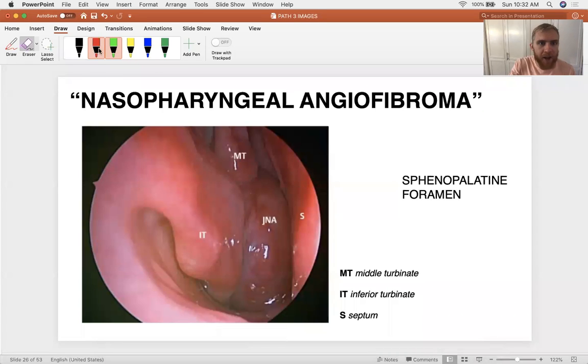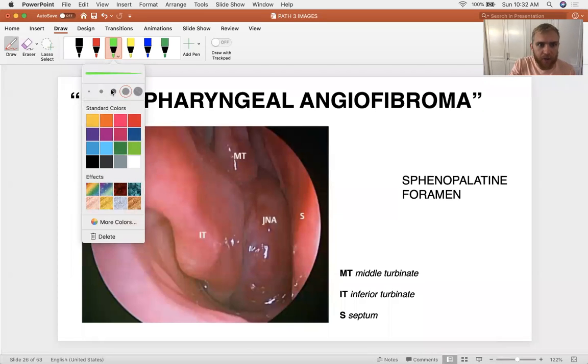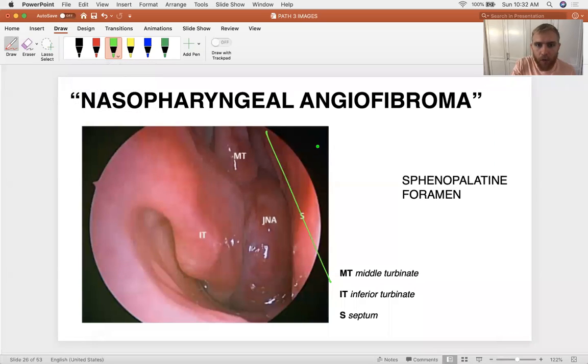So how are they going to present on an endoscope? Well, they're not going to be on this side of things. They are not going to be over here on the septum. They're either going to grow straight out from this mucosa over here on the lateral wall, right? Or they're going to do what this angiofibroma is doing, and they're going to start from inside a sinus and grow through a meatus.